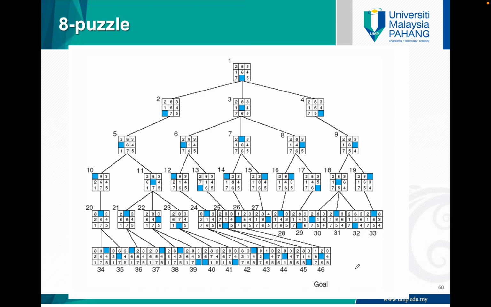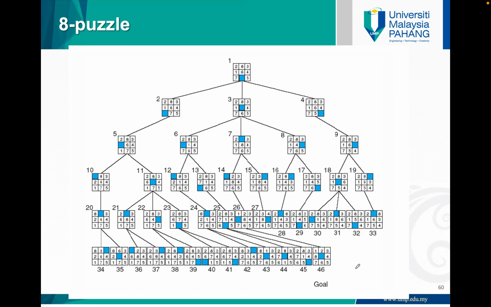From A, we go to B first. B has two successors, F and G. F doesn't have any successors, so we go to G. G has K and L. From G, we go to K, and then G goes to L, and L will get the O. O is the goal state. So the answer for this one is A, B, G, L, O, the sequence for this tree.